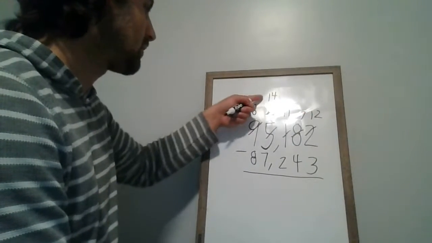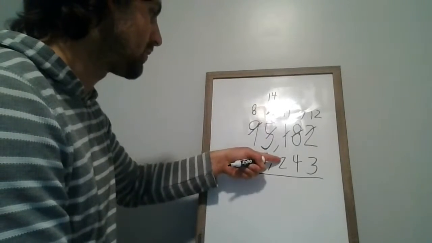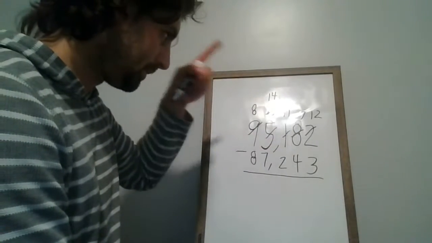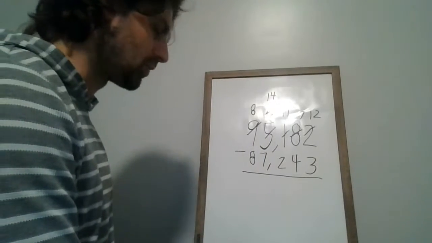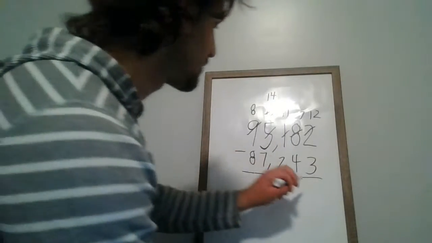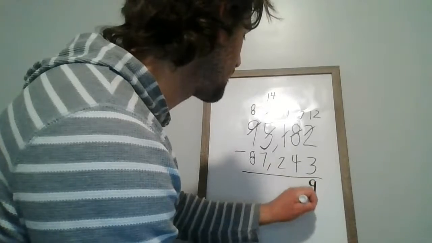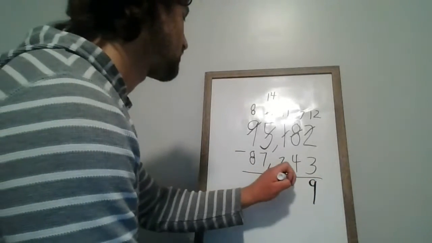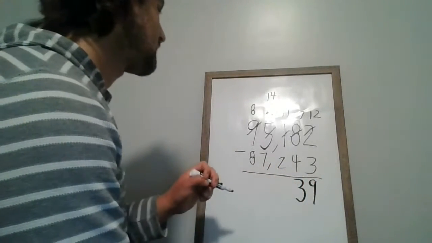8 minus 8, that works. 14 is bigger than 7. 11 is bigger than 2. 7 is bigger than 4. 12 is bigger than 3. All right, so 12 minus 3. 12 minus 3 equals 9. 9 in the ones place. 7 minus 4 equals 3. 3 in the tens place.